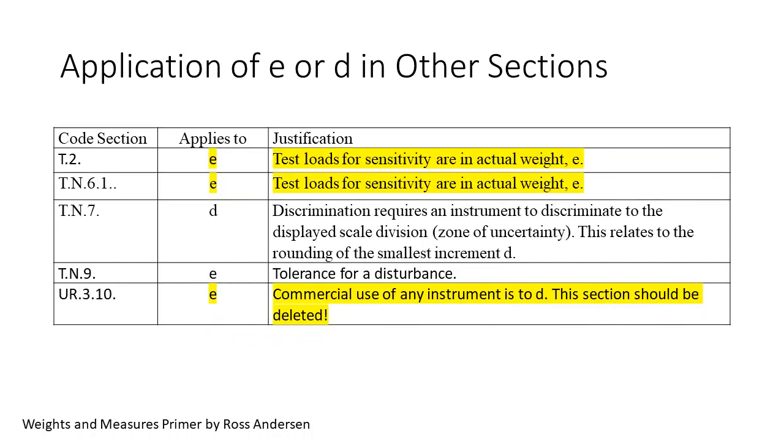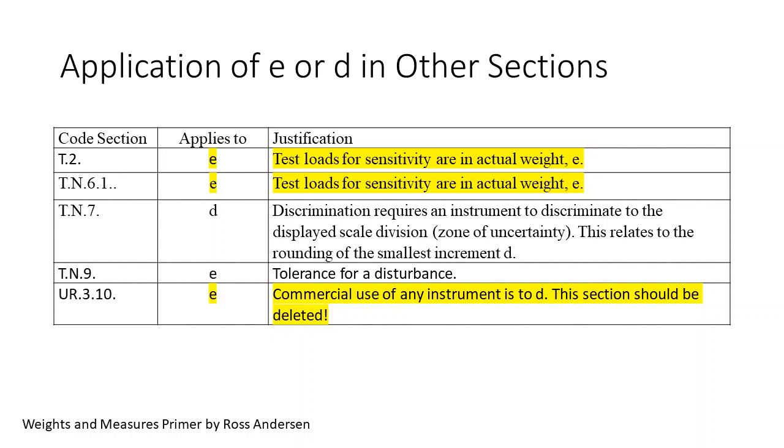Continuing the table, T2 and TN61 both address test loads for the sensitivity test. All test loads should be actual weight in E. This is not addressed in the test group recommendations. TN7 addresses discrimination of the scale division D. It is D in R76 as well. Also note that requirements of D do not apply to the extended displaying device, particularly TN7 discrimination and GS523 uniformity of the size of divisions.